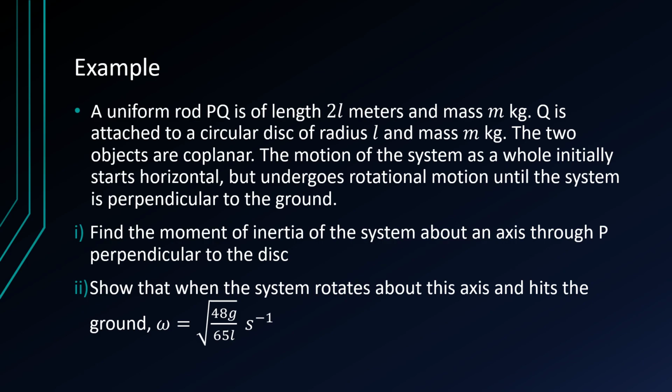to the ground. Firstly, find the moment of inertia of the system about an axis through P perpendicular to the disc, so keyword perpendicular, and show that when the system rotates about this axis and hits the ground, omega is the square root of 48g over 65L per second. So this is a very difficult question, I'll admit, so if you want you can try it, but if not you can stay around for the solution.